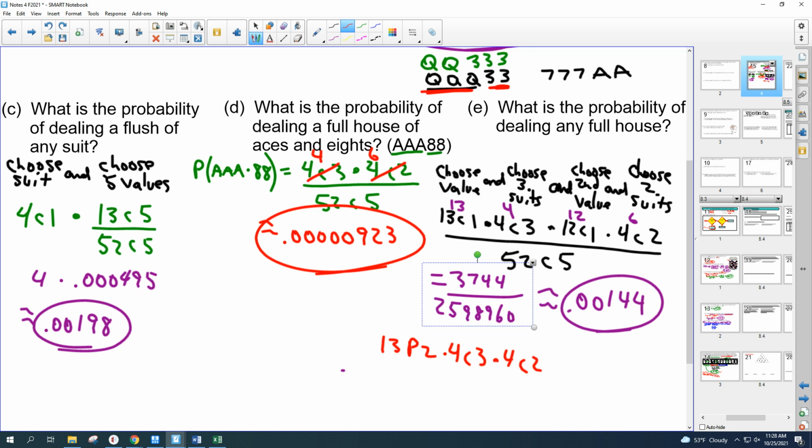Now, I want you to look at what we already did before, because what I just wrote down is the same thing as what I wrote before. Obviously, you can see the 4 choose 3 and the 4 choose 2 are the same. But remember what a permutation is. When we talk about a permutation, it's part of a factorial. And in this case, that says 13 times 12. 13 times 12 is exactly what we're doing right here.